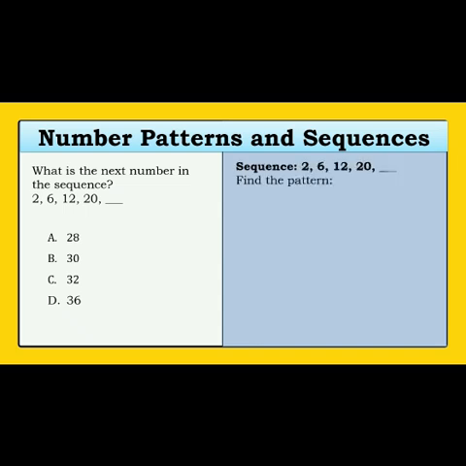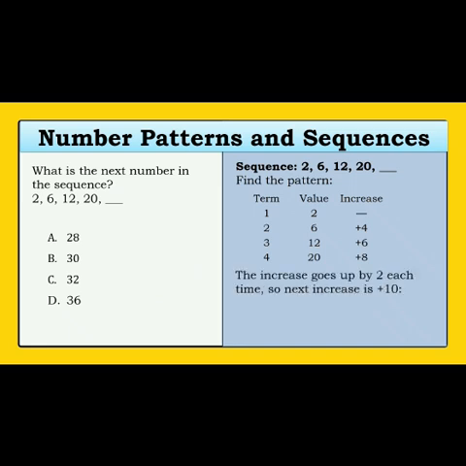Alright, let's find out. So in the sequence 2, 6, 12, 20, and blank, first we're going to find the pattern. So we have here the values 2, 6, 12, and 20. And we're going to look at how it increased from the first number going to the second number. So from 2, it becomes 6, that is plus 4. From 6, it becomes 12, that is plus 6. From 12, it becomes 20, that is plus 8. So as we can see in the pattern, the increase goes up by 2 each time.